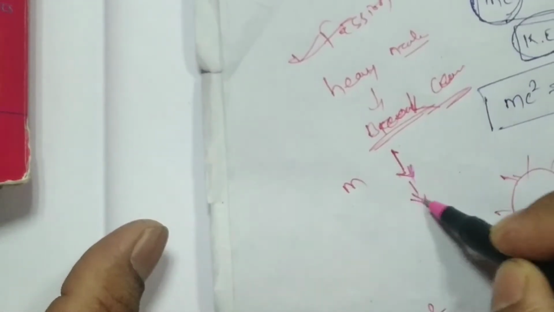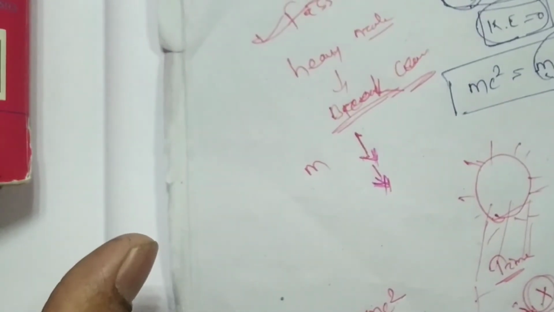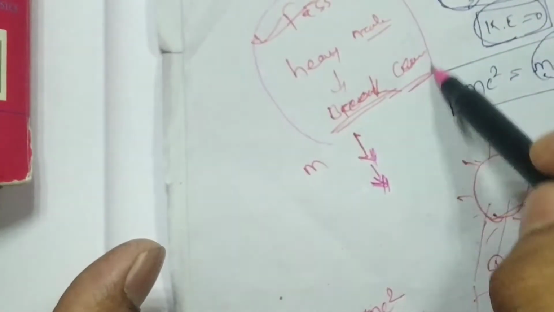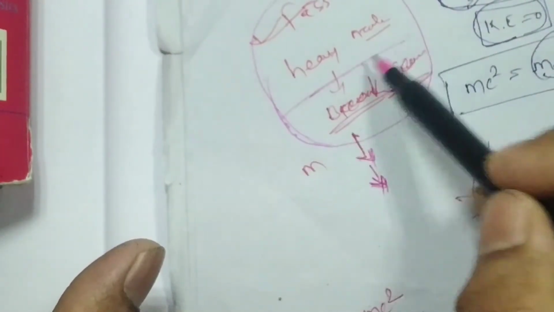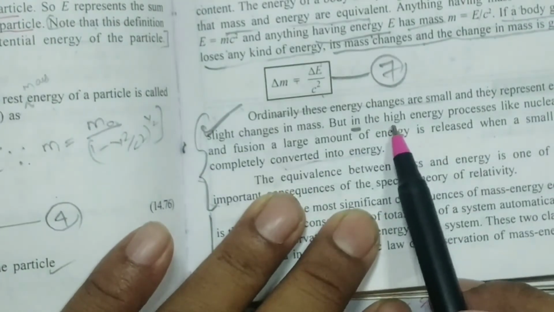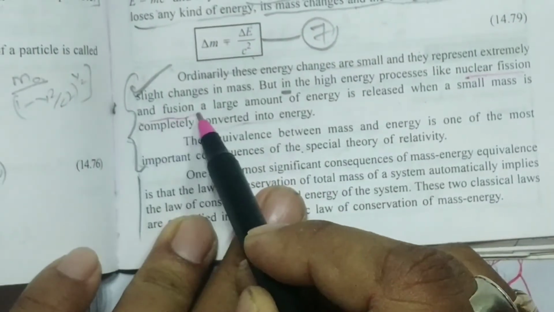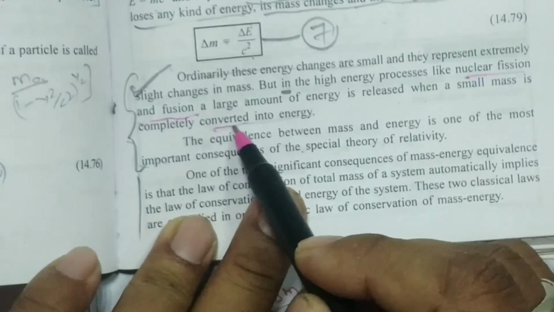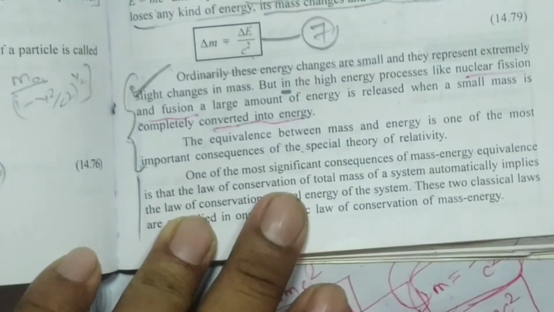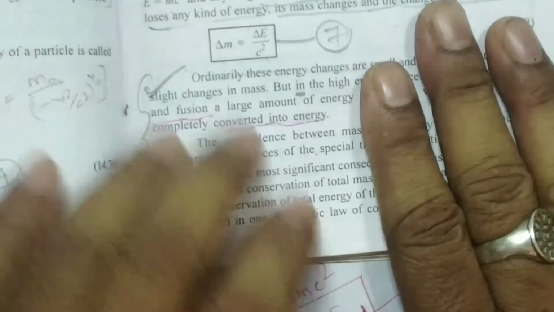But in our macroscopic world, it is very, very small, which could not be observed. But in microscopic or high energy physics, whenever we consider high energy, that means in the case of nuclear fission and nuclear fusion, the mass is totally converted into energy. The heavy nucleus is totally converted into a high amount of energy.